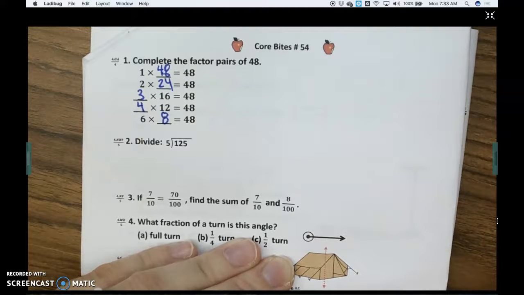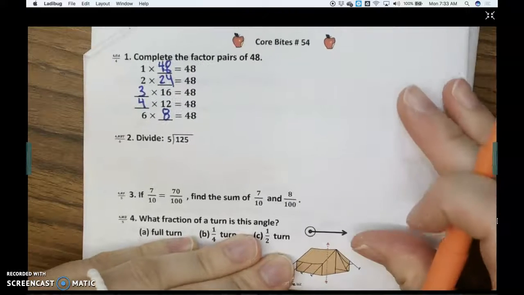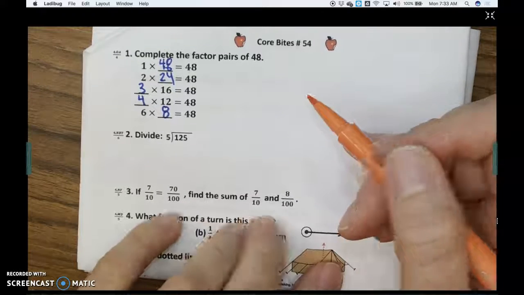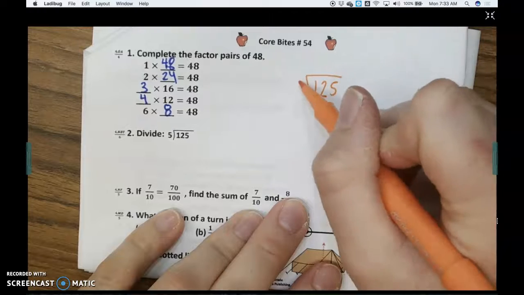For the next one, we're going to divide. So we're going to try your partial quotient for this one. So we have 125, or actually, you know what? Let's try standard algorithm today. So we're going to do 125 divided by 5.